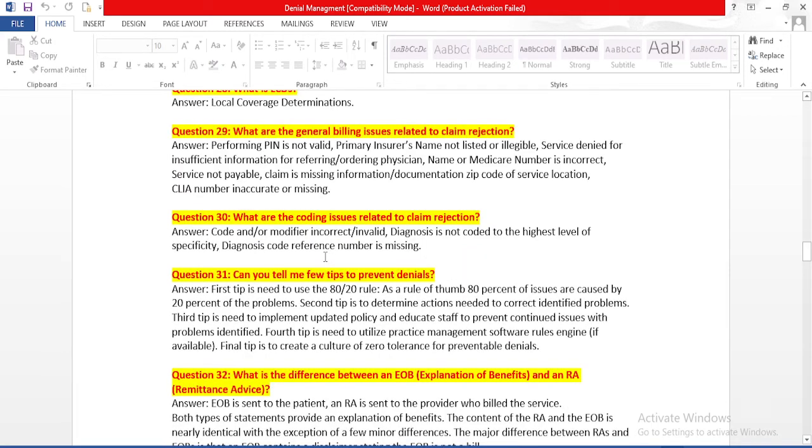What are the general billing issues related to claim rejection? Performing PIN is not valid. Primary insurer's name not well listed or illegible. Service denied for insufficient information for referring, ordering physician. Name or Medicare number is incorrect. Service is not payable. Claim is missing information, documentation, zip code of service location. Claim number inaccurate or missing. So in order to reduce the general billing issues, we need to correct all these points in the claims.